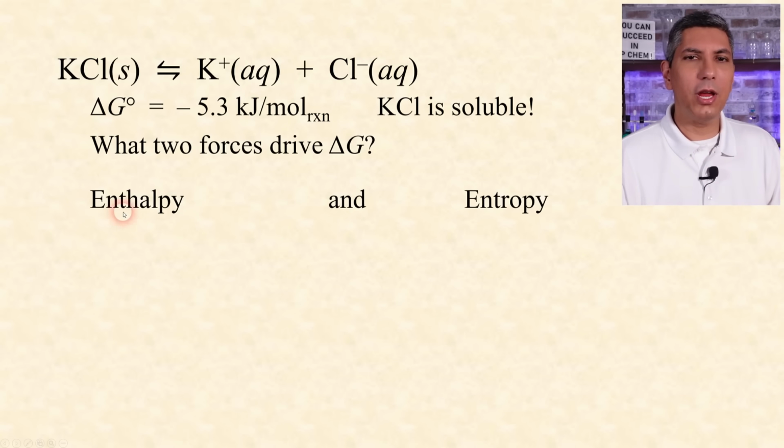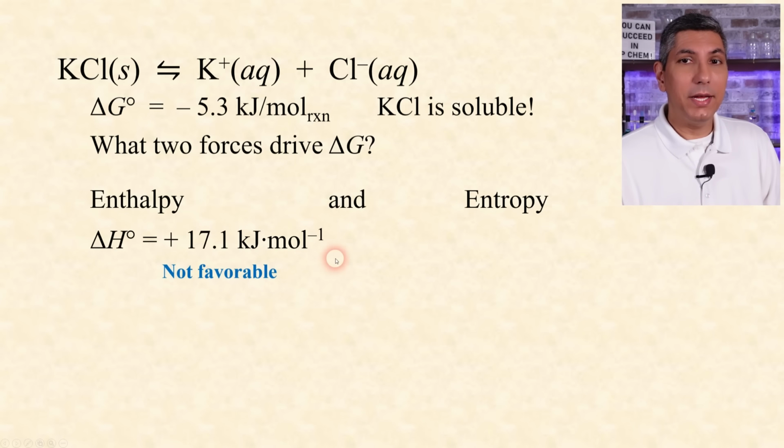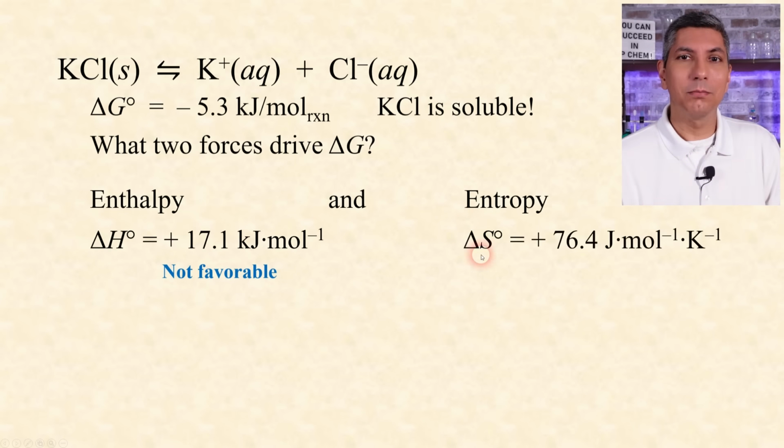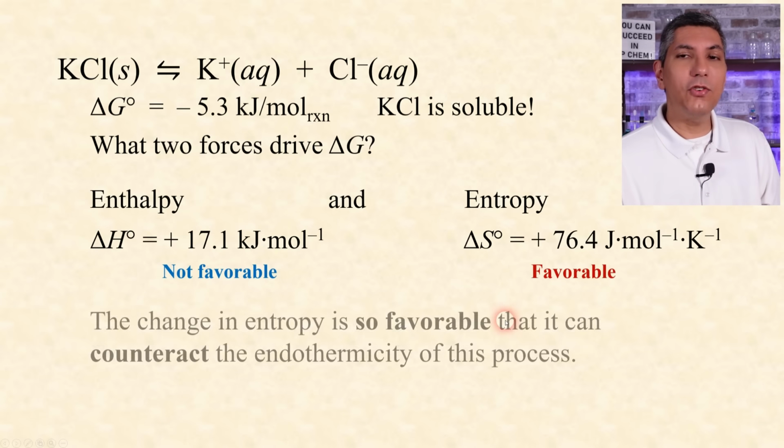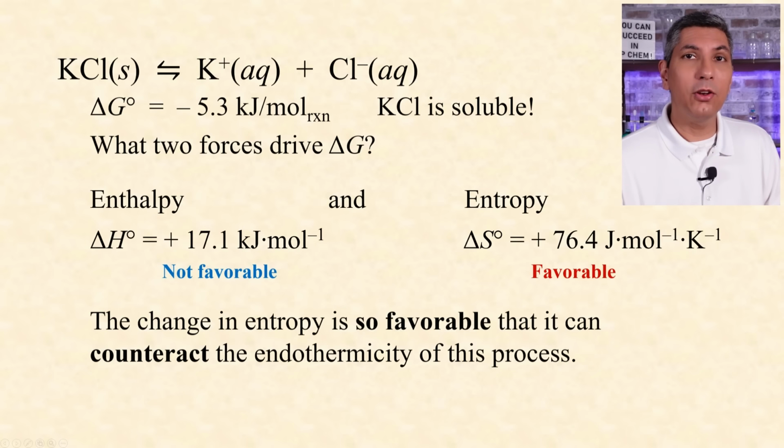The enthalpy change for this process is positive, which is not favored by the universe. However, its entropy is increasing, positive, which is favored by the universe. In fact, the change in entropy is so favorable that it can counteract the endothermicity of the process and allow the process to occur. So examine the delta H and delta S of a dissolution process to predict if a compound will dissolve and under what conditions.